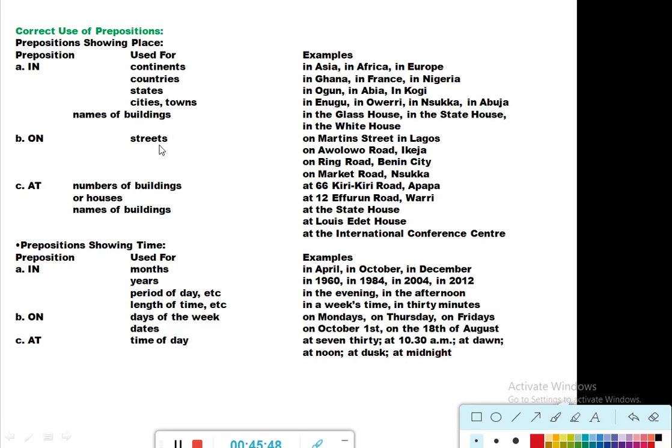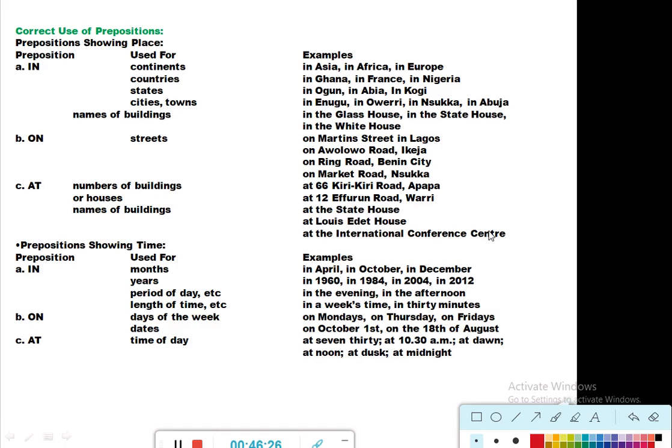Then we use on for streets. On Marina Street in Lagos, on Awolowo Road, Ikeja, on Ring Road, Benin City, on Market Road, Nsukka. So we can use on when talking about streets. We can use at to show numbers of buildings or houses. We can say at 66 Krikri Road, Apapa, at 12 Efun Road, Warri, at the State House, at Louis Edet House, at the International Conference Center.